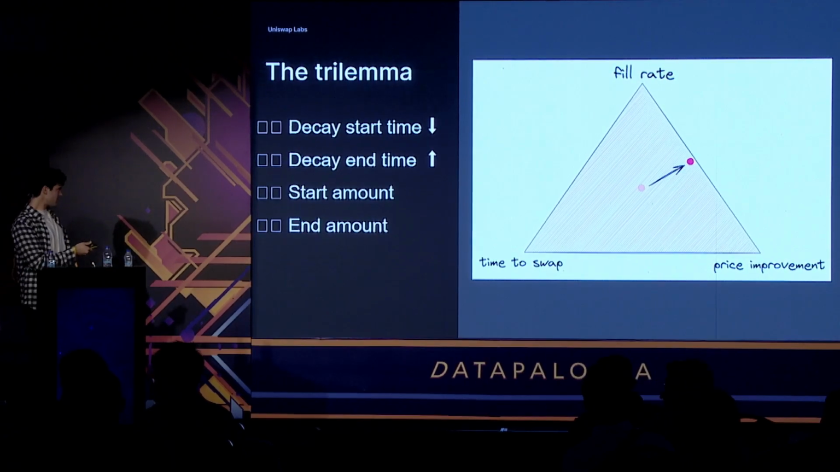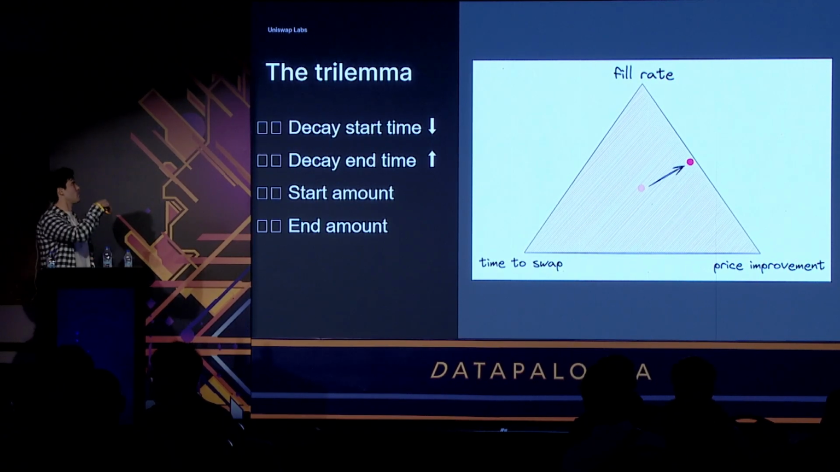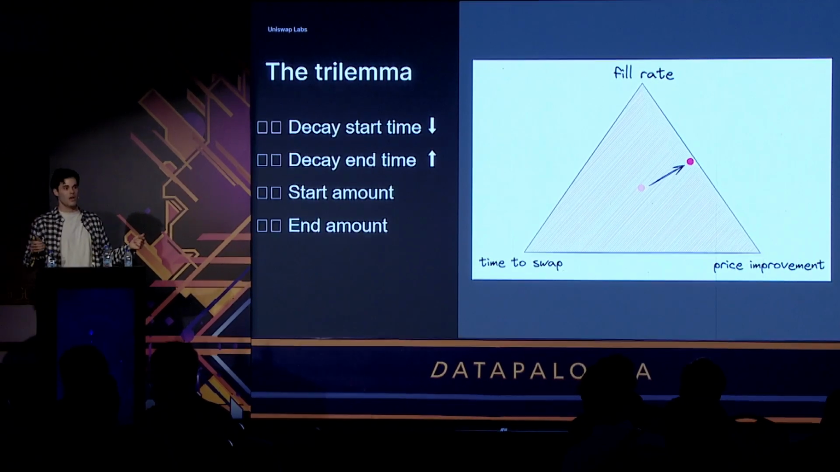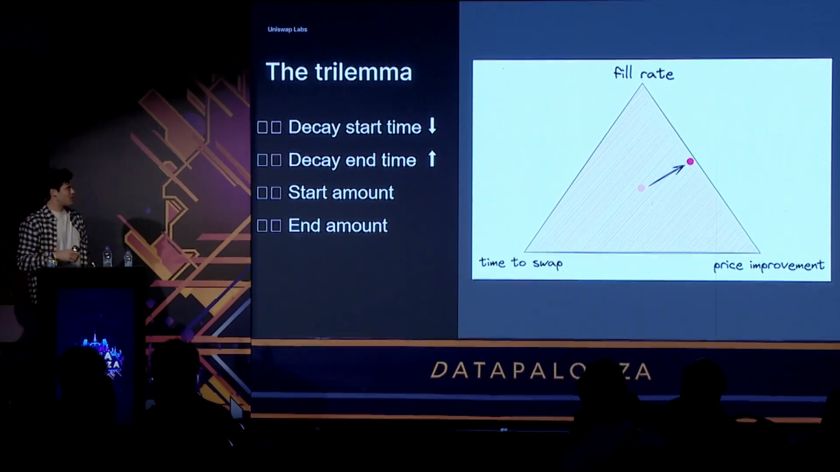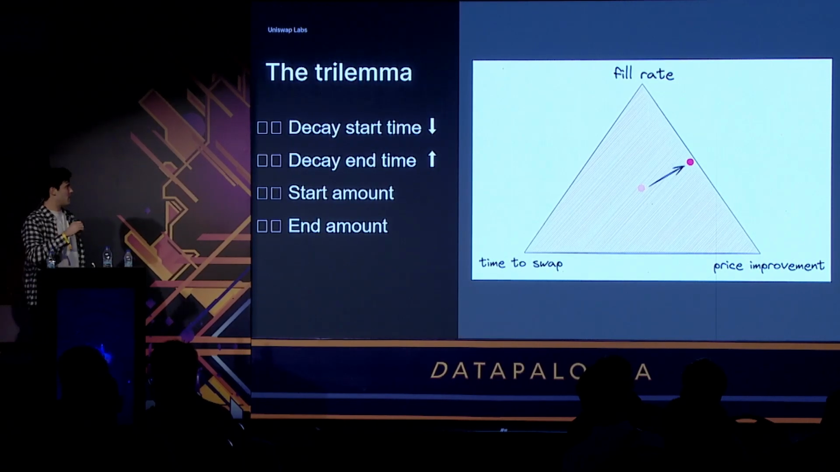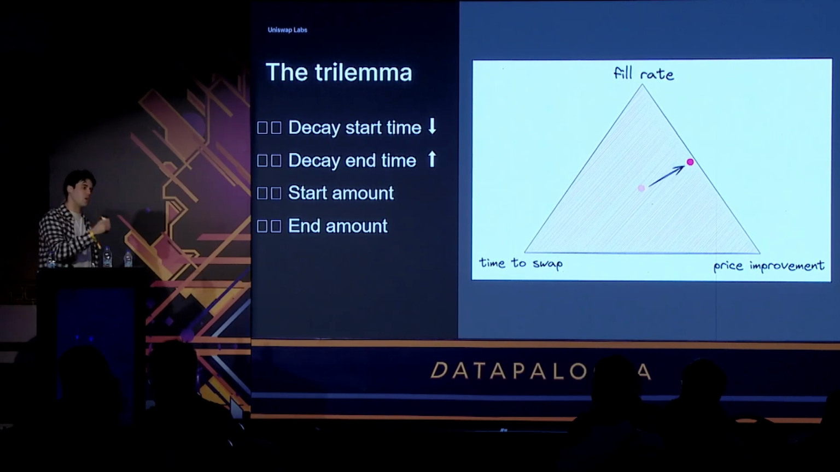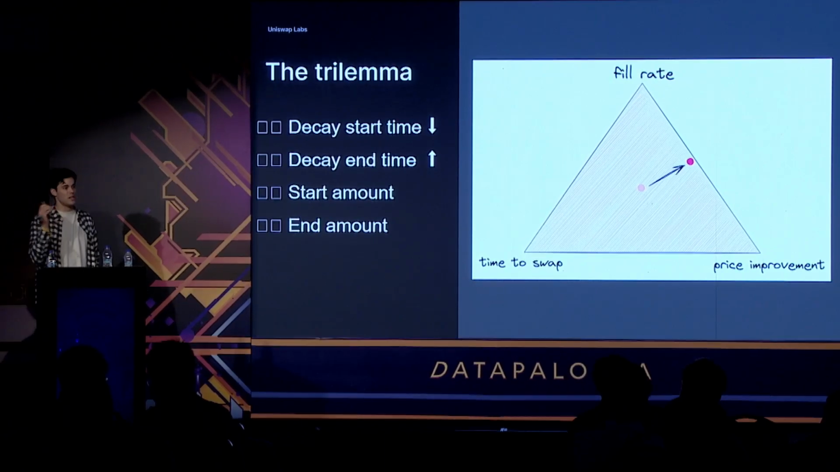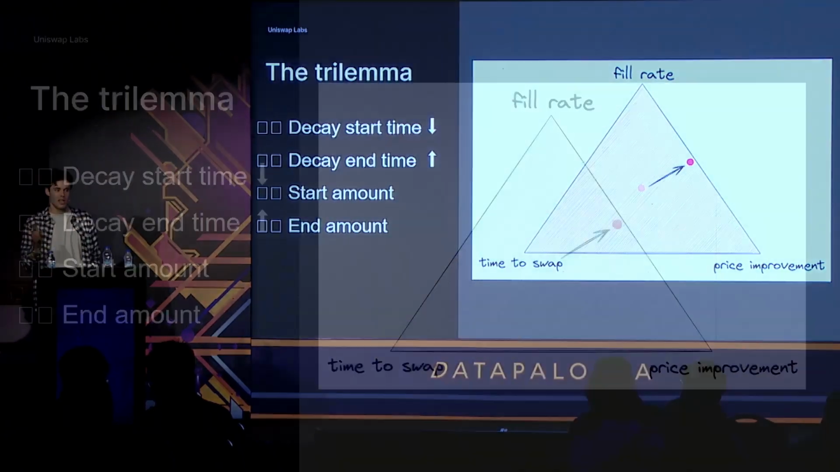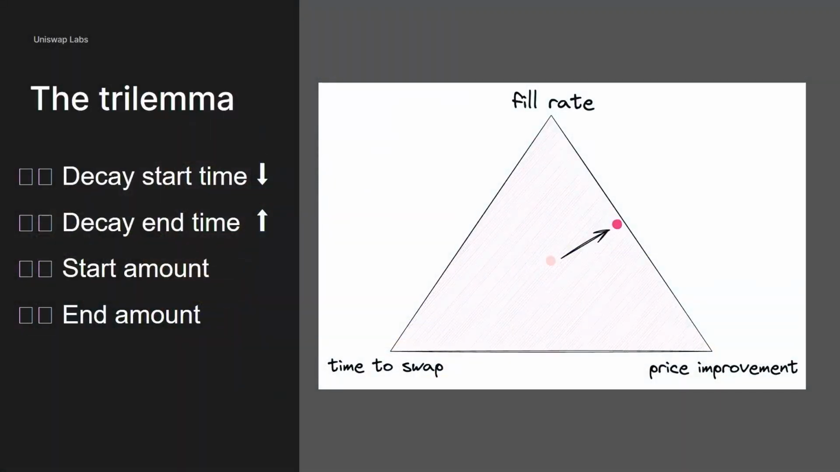Yeah, so for example, let's say we decrease the start time and increase the end time, so now this order is a lot longer. You have a much smoother decay curve. So now market makers have a lot more opportunity to do all their calculations, look for different niche routes, find obscure price improvement in different places, and you're more likely going to get better price and have a higher fill rate. But then your time to swap is going to be hurt because you're just extending the length of the order.